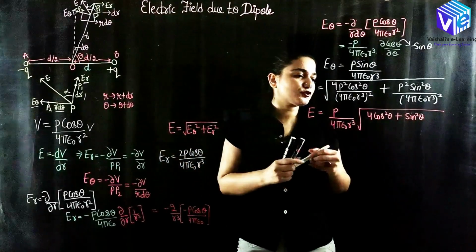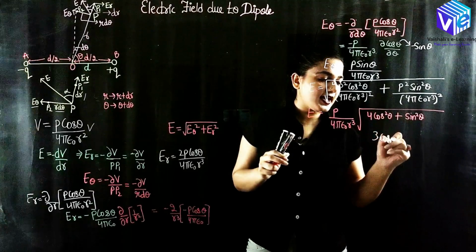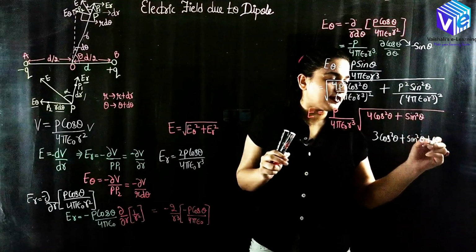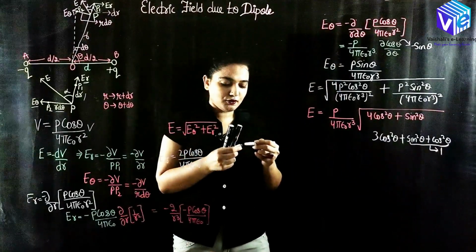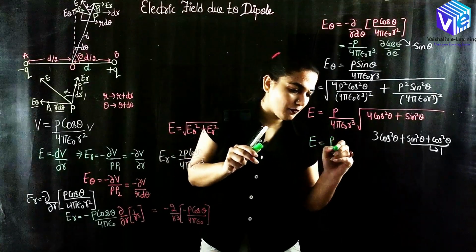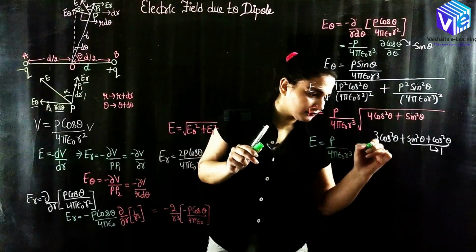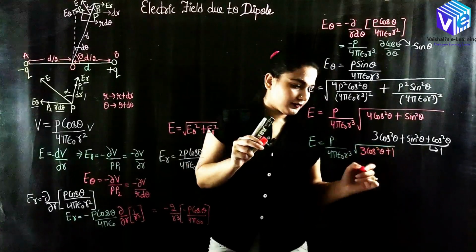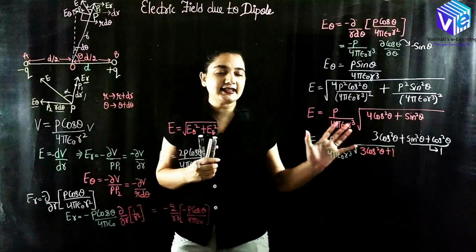Okay, so now this 4 cos square theta plus sin square theta, how can I represent it? I can represent it as 3 cos square theta plus sin square theta plus cos square theta. We know sin square theta plus cos square theta is 1. So now how can I represent my E? E can be represented as p upon 4 pi epsilon naught r cube under root 3 cos square theta plus 1. Okay, so this is my resultant electric field.